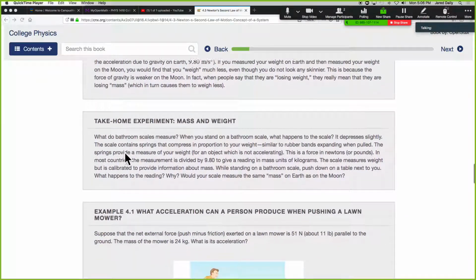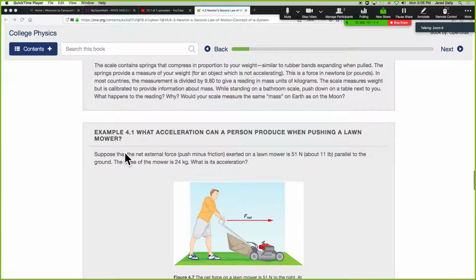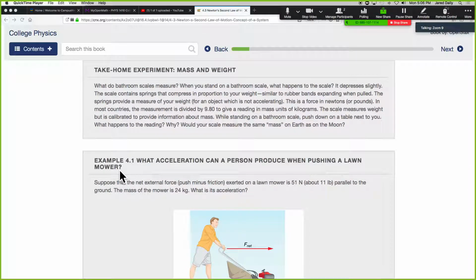Okay, so mass versus weight. What is mass versus weight? Well, mass is essentially how much matter something has, whereas weight is just how much is pulling on it. Like the Moon pulls with 1.6 meters per second squared. So you lose like 84% of your weight just by going to the moon. But you don't lose any of your mass.